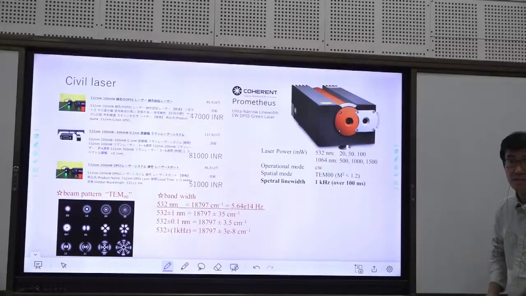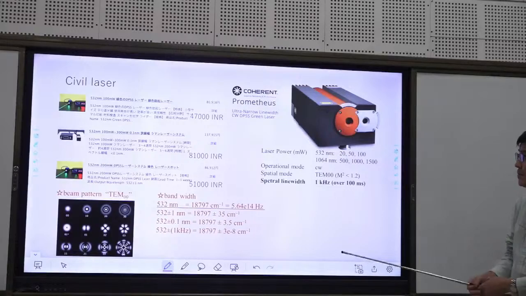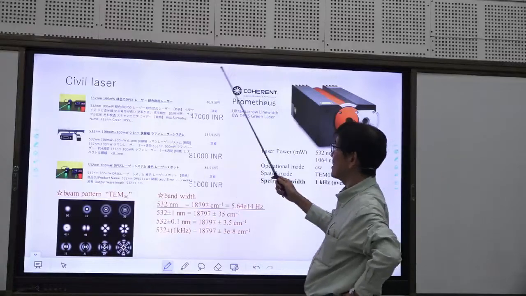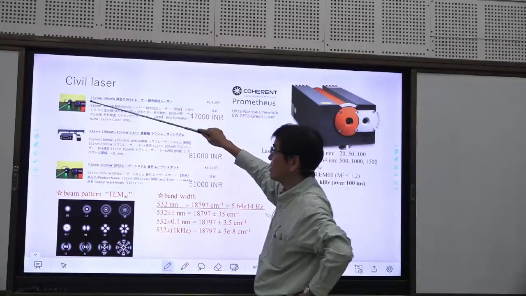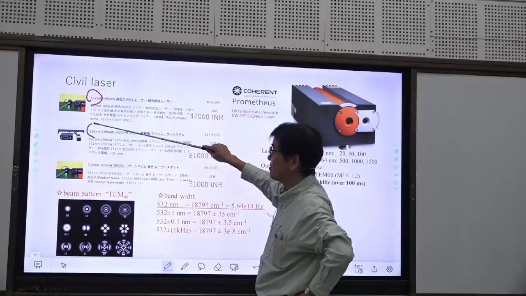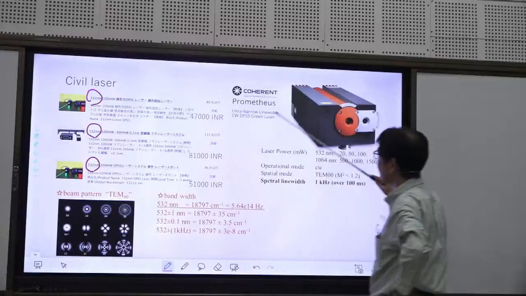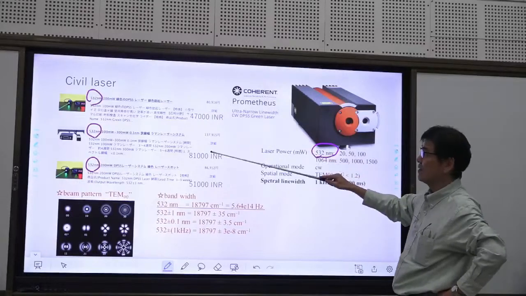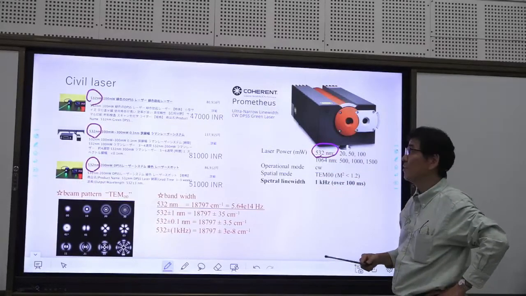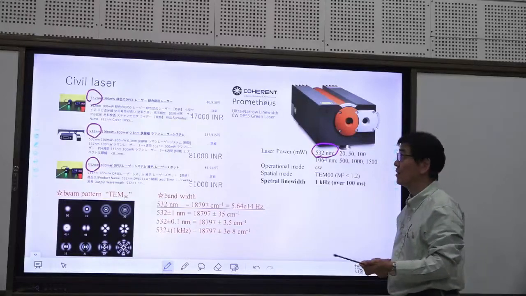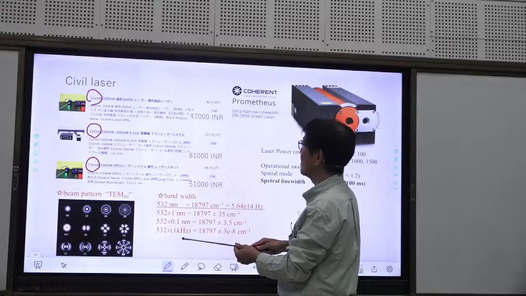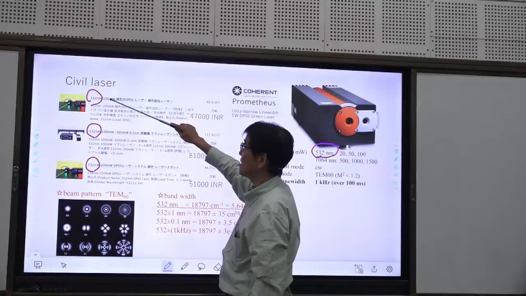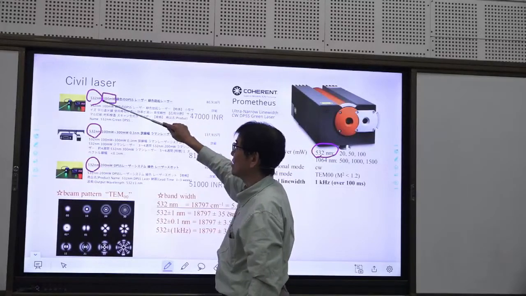When you purchase lasers, please check the specification. Okay, I list here a 532 nanometer laser. This is also 532 nanometer. This is also 532 nanometer. Price is different. Why? Cheaper is better? Maybe no. Okay, the difference of the price may be related to the maximum laser power.